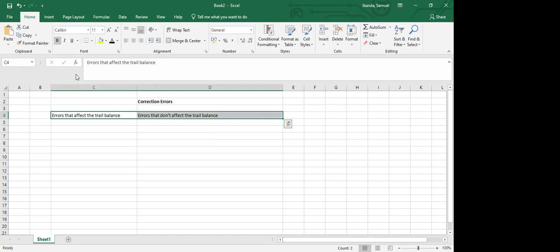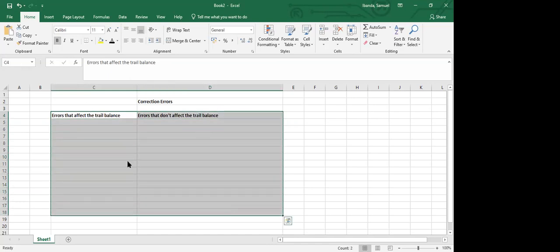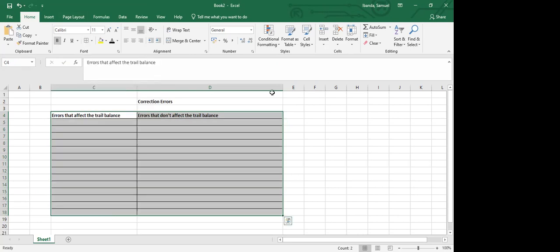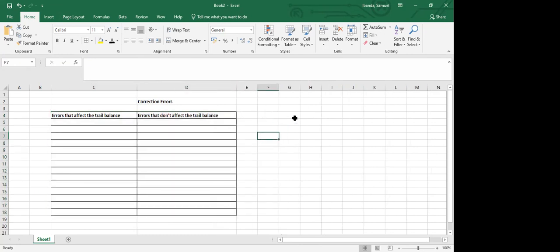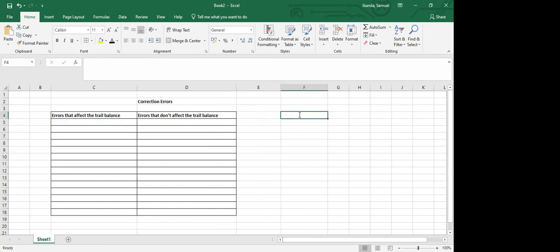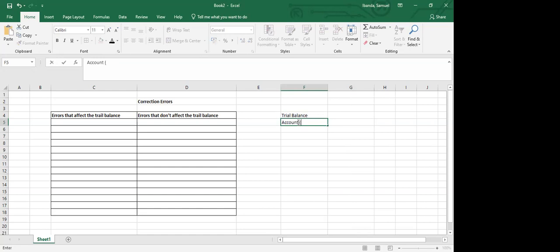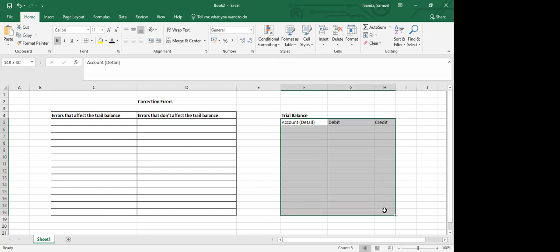Now, errors that affect the trial balance means that when you have your trial balance, the trial balance will not balance. Those that are fresh to accounting, you know very well that our trial balance has account details, and it has a debit, and also a credit.